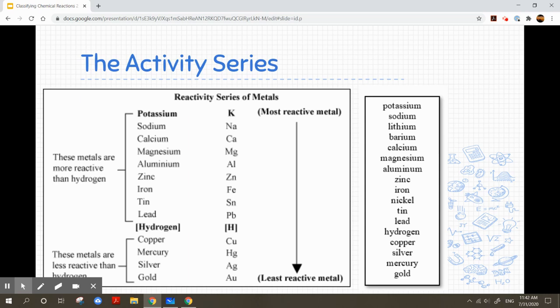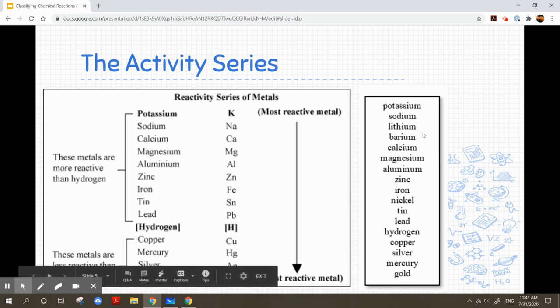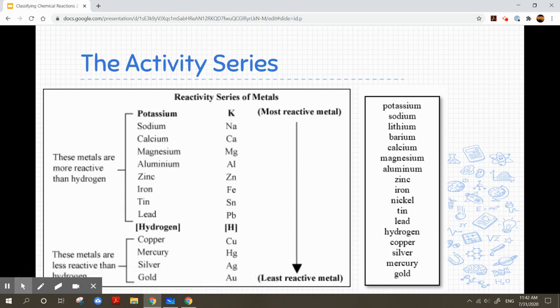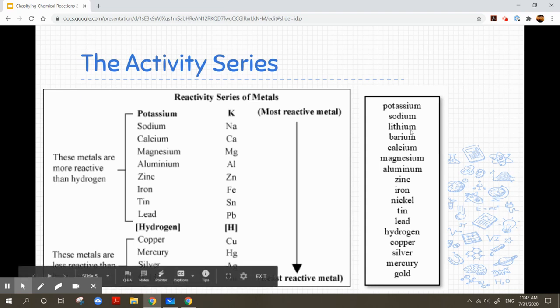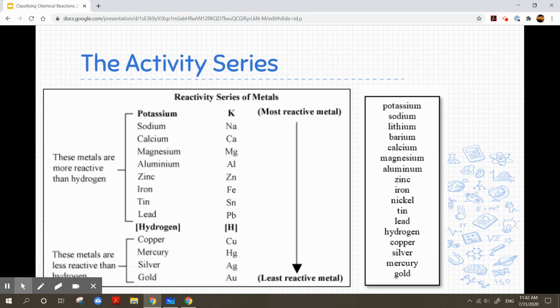But they all should have the same general format, in that it is a vertical list in which the most active metals are listed at the top, and they decrease in activity as you move down. So a single displacement reaction will only happen if the metal that is doing the displacing is higher up on the activity series than the other metal which is in the compound. So let's take a look at this example here that you have on your sheet and see how we put this into action.